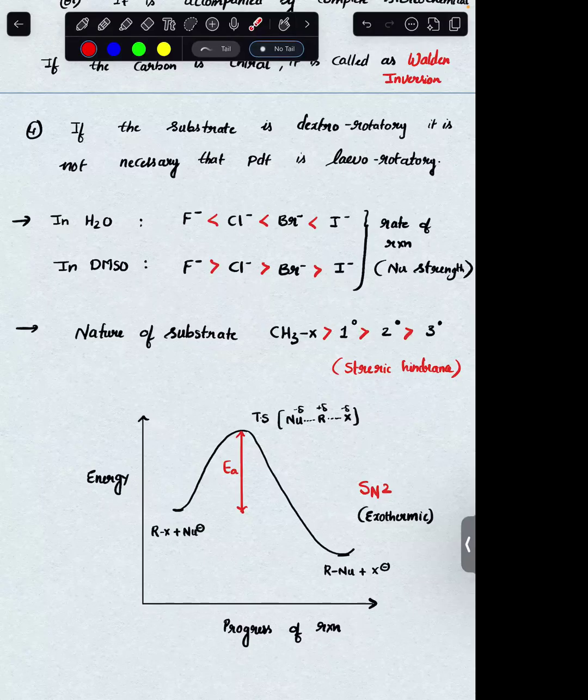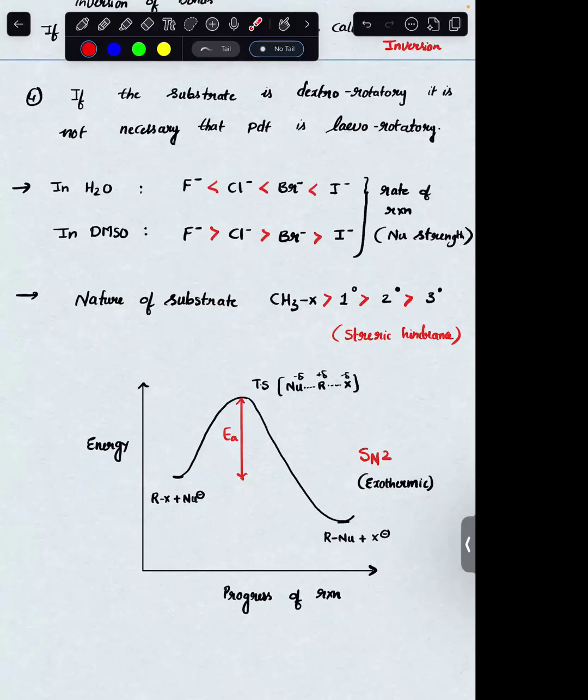For rate of reactivity, if at all they ask, we will be mentioning this: methyl greater than 1 degree, 2 degree, 3 degree. For all problem solving purposes, we will never have a 3 degree undergoing an SN2 reaction. That's it. Take home message.